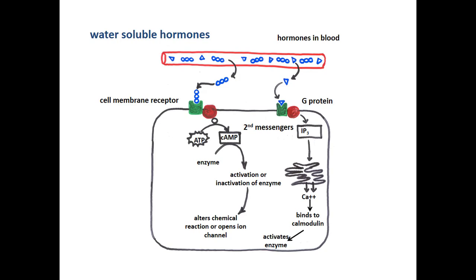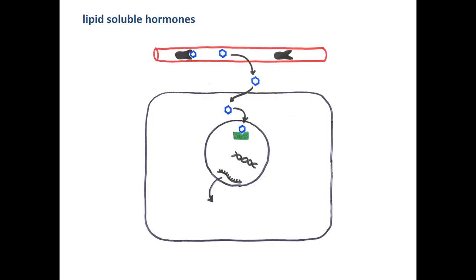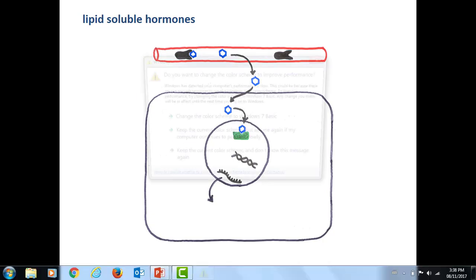So lipid-soluble hormones circulate in the blood, but because they're not water-soluble, they are bound to transport proteins. So they're going to be associated with some kind of transport protein.